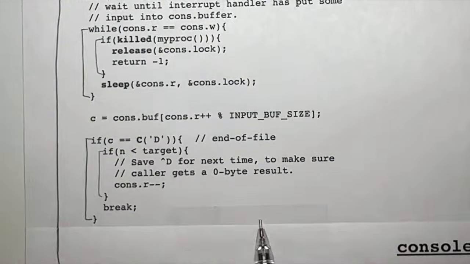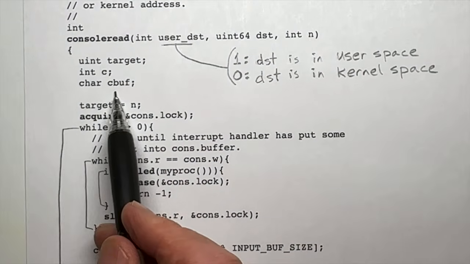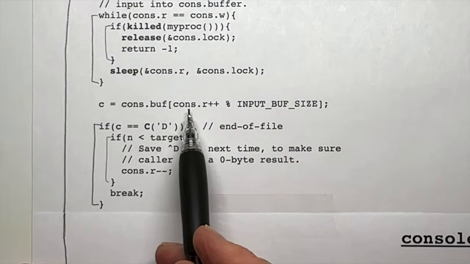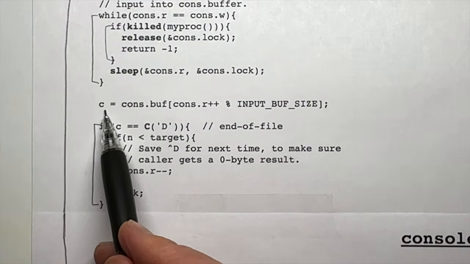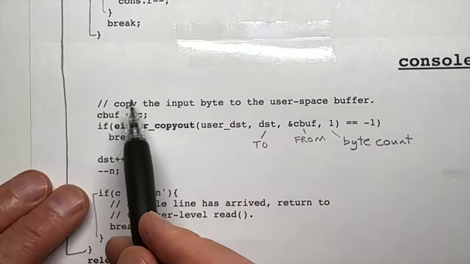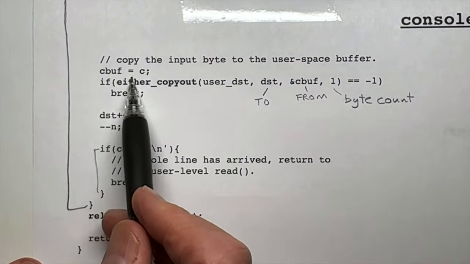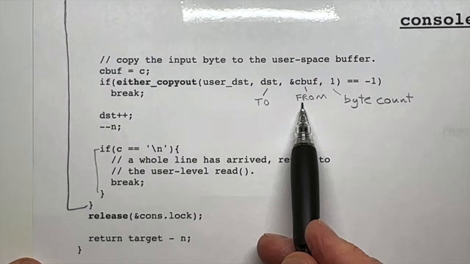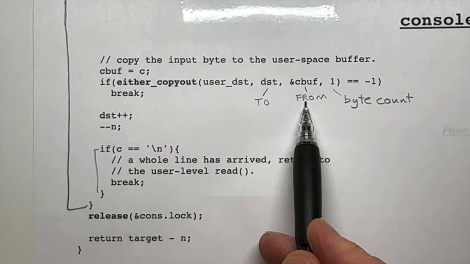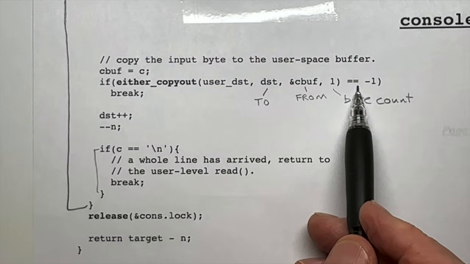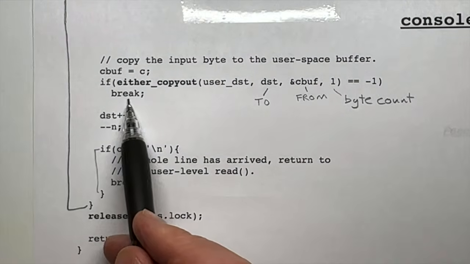We've got two local variables, c and cbuf. C is an integer, and cbuf is a byte. Up here, we get the byte and put it into the integer variable. We are reading using the R index and incrementing it afterwards. And here, we move it into the byte size variable. Now, I'm not exactly sure why we bother with the integer size variable, but this code does. Anyway, for the either copy out, we provide the address of the byte-sized variable. If this copy fails, for example, if the virtual address was invalid, we immediately abort and terminate the loop.